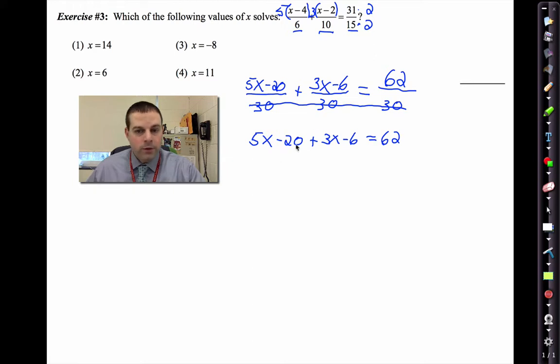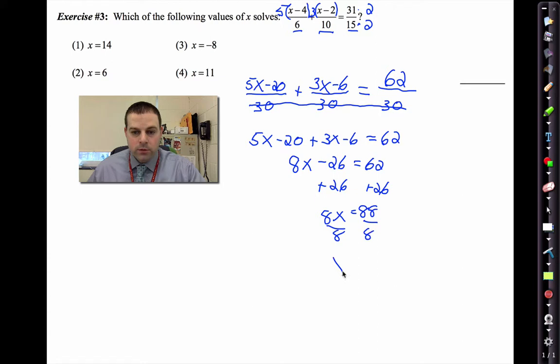Now, still we don't have a quadratic, however, we have some like terms to combine, and we get 8x minus 26 equals 62. Normal linear two-step equation, so we can add the 26 over, and we end up with 8x equals 88. We then divide by 8, and our final solution, x equals 11, which happens to be choice 4 from the multiple choice selection. If you need more time to catch up on notes, please pause the video now.